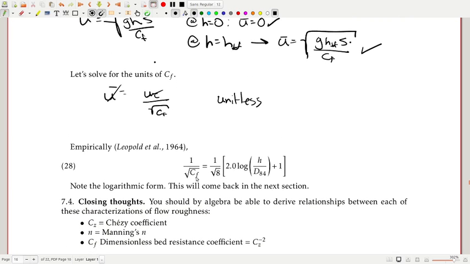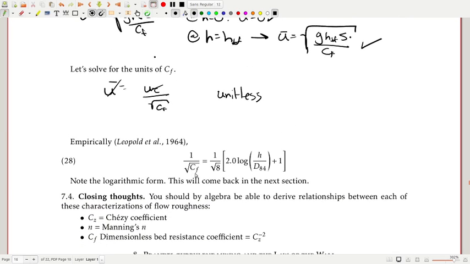Empirically, Leopold found that the Chezy friction factor is proportional to the flow depth. And so you can think about this like Manning's equation. And that's kind of like this h to the 2/3 factor. And then it also had this proportionality to grain size. And so we can think of this as roughness.